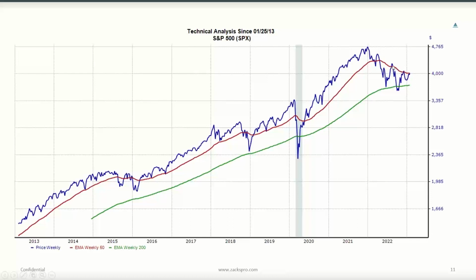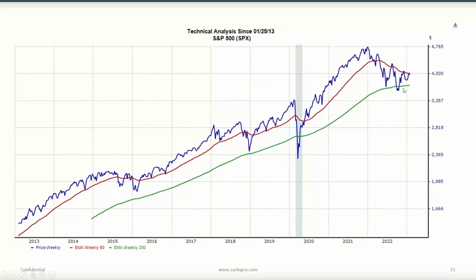Seems like it's providing a little bit of resistance here. So we've had this counter rally. It failed there. It went back down to the 200-week. We had this counter rally. It failed again at the 50-week. We dipped back, and now it seems to be stalling right at that 50-week.